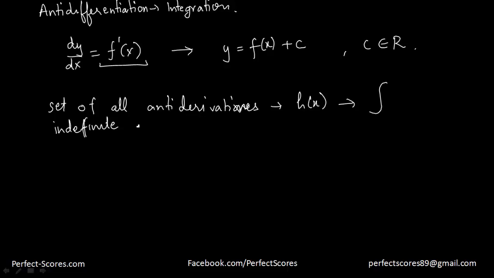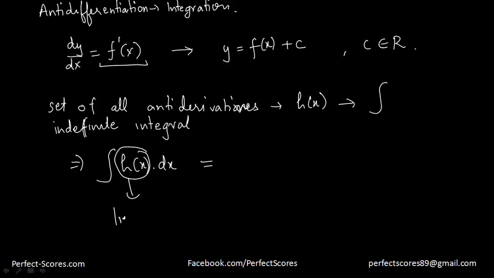So they are all called indefinite integrals, right? And this is denoted as the integration of h of x dx, right? From here I can actually get any function. So that would be the antiderivative of h of x plus a constant, and in this case h of x is known as the integrand, and x is the variable of integration.